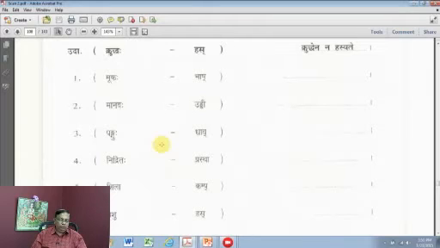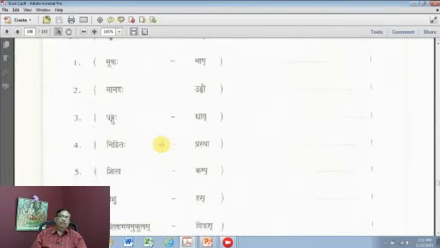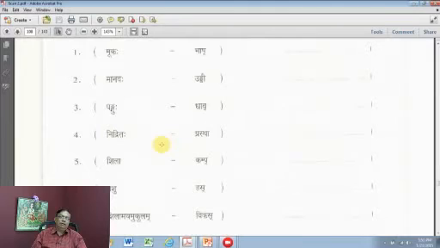Three. Panguhu. Pangu has come here. Panguna na dhavyate, meaning Panguhu na dhavati. A lame man does not run. Panguna na dhavyate is equal to Panguhu na dhavati.